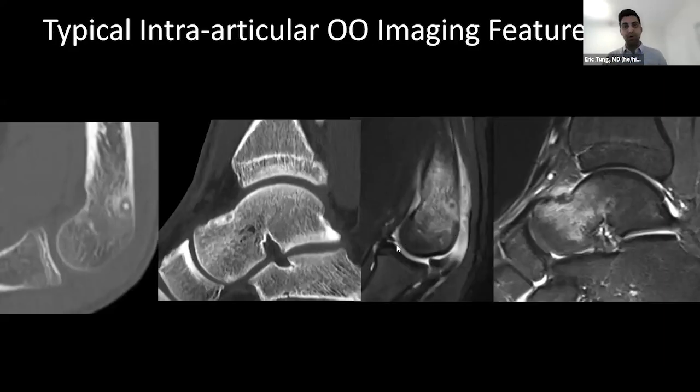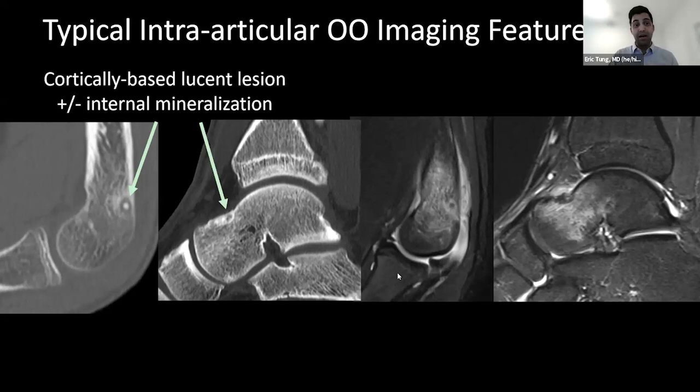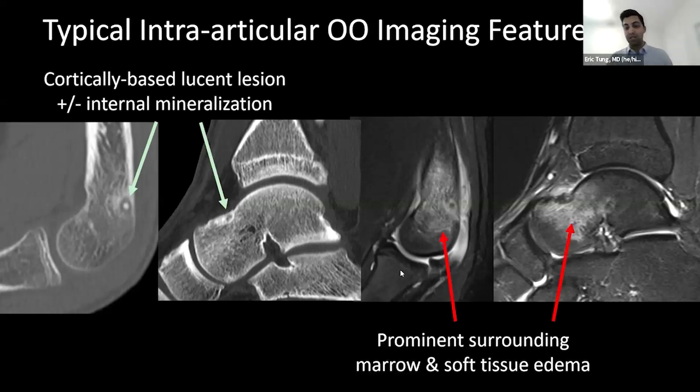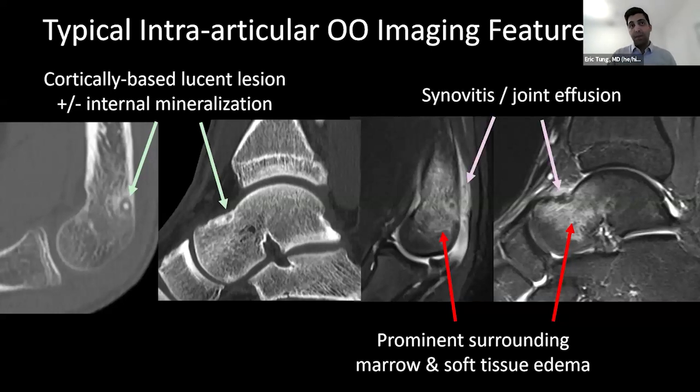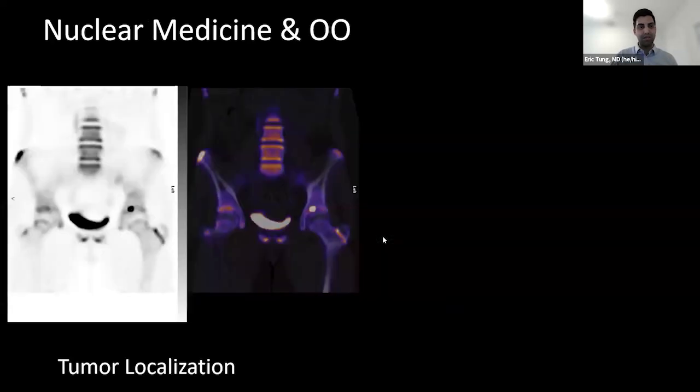So here are some of the typical intra-articular osteoid osteoma imaging features. We see that there is, once again, a cortically based lucent lesion with internal mineralization. We see that there's prominent surrounding marrow and soft tissue edema-like signal. But keep in mind that you're also going to have inflammation of the surrounding joint, creating synovitis and joint effusion. And we often don't see a lot of periosteal reaction with these intra-articular osteoid osteomas.